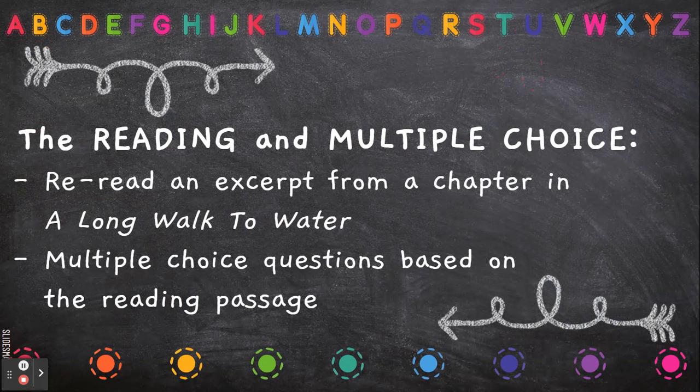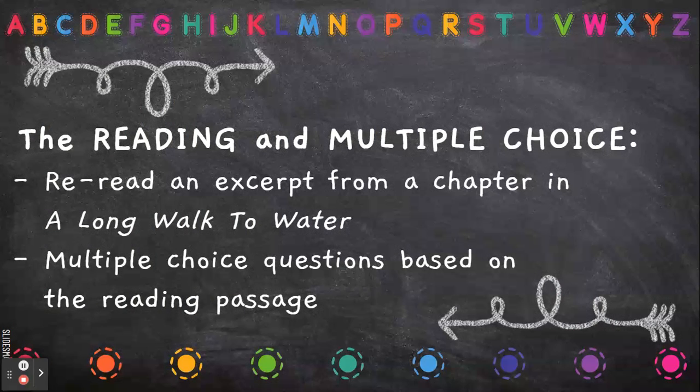So for the reading, you are going to reread part of a chapter from A Long Walk to Water. You're actually going to read part of a chapter we've already read in class. And even though the test itself is on Edulastic, I'm creating a Google Classroom assignment. You're going to use the assignment for your reading notes. You'll do 2-column notes in the Google Classroom assignment, but you'll answer the multiple choice questions in Edulastic.